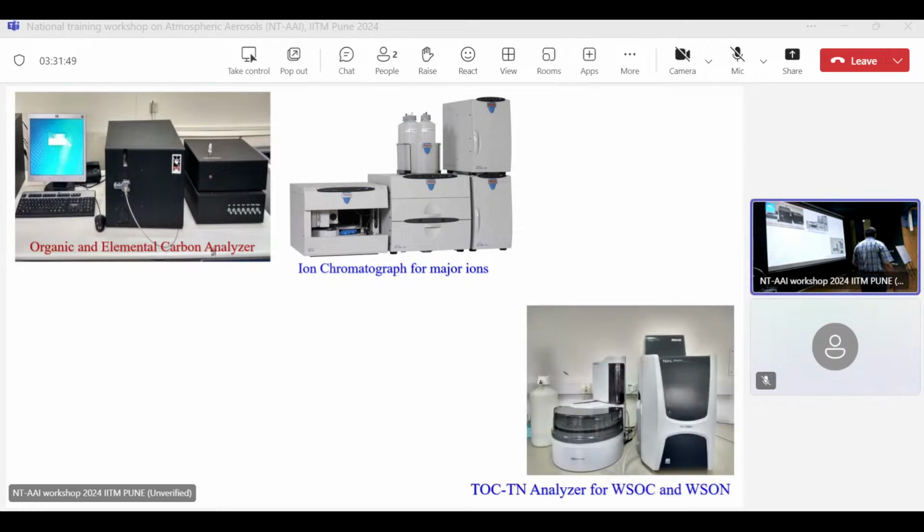Then this is OC and TN. OC is total organic carbon, TN is total nitrogen. If you recall, when I was showing the 20 species you can measure, in one of them I said organic nitrogen also you can measure. But there is no instrument to measure organic nitrogen. The instrument we have can measure TN, that is total nitrogen.